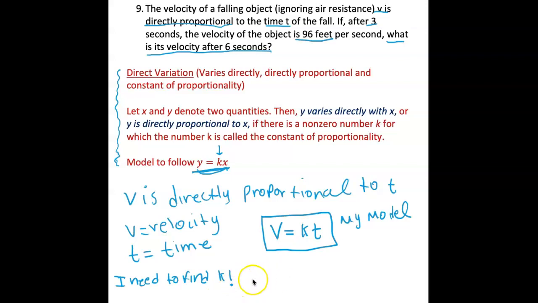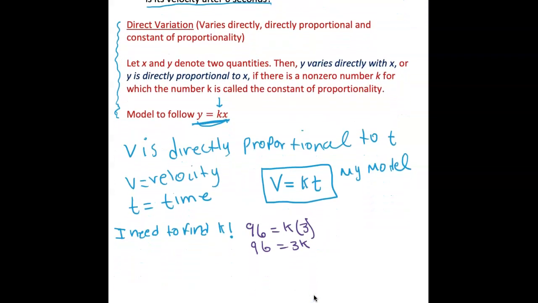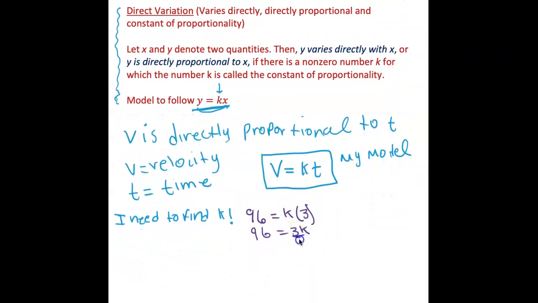Let's find K. So I have a velocity of 96. Let's use a different color. This blue is not that beautiful. 96. I don't know K. And I know that the seconds is 3. So once I do this part, I divide by 3. K equals 32. Okay, now that I know that K equals 32, I can go ahead and say the velocity equals 32T.